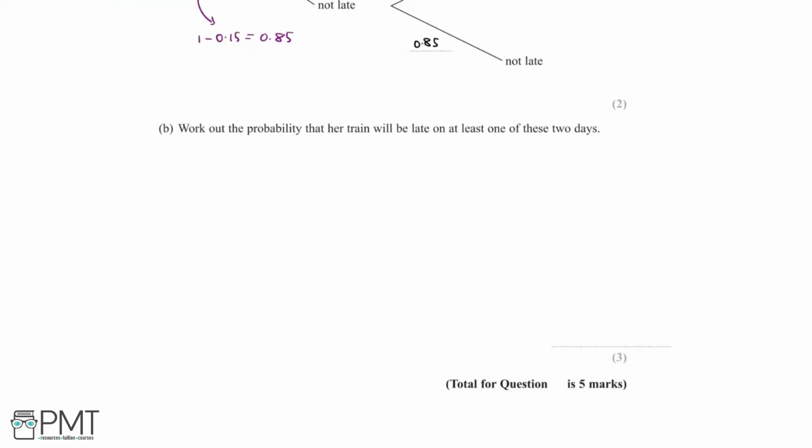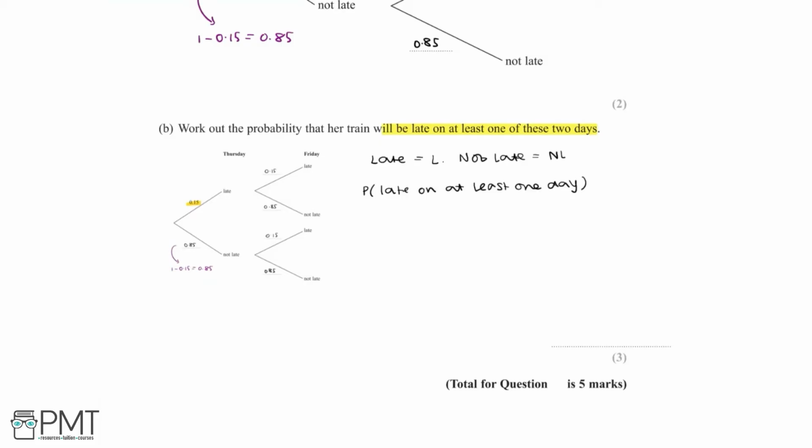Now in part B, we need to work out the probability that her train will be late on at least one of these 2 days. Now that we have our diagram here for reference, we can use this to find the probability that the train will be late on at least one of these 2 days. Now if the train is late on at least one of these 2 days, that means the train is late on either one day or both days. And so there are different possibilities to reach this outcome.